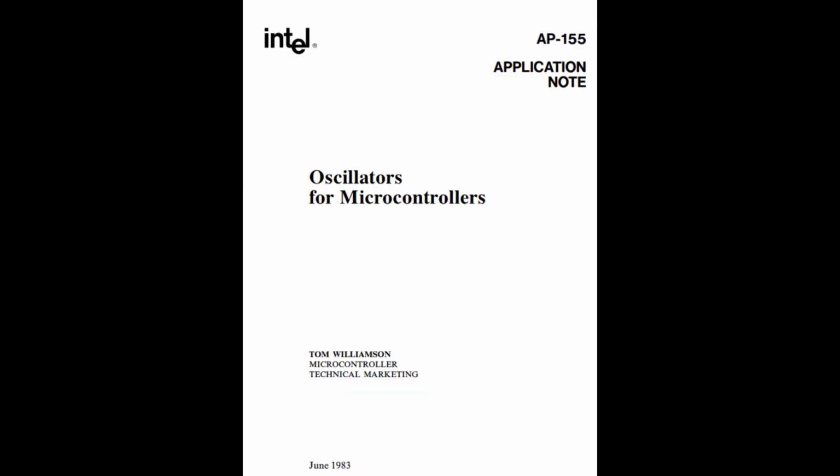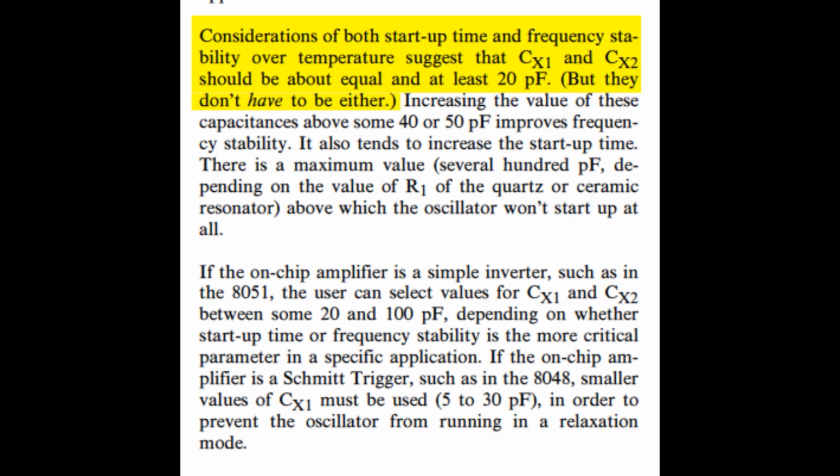So I decided to go to the earliest thing that I could personally remember, which was this Intel app note from 1983 that talks about oscillators for microcontrollers, written by some guy, Tom Williamson, in technical marketing. Surely he's going to give us great insight, and there's lots of equations, and then it comes down to this one paragraph. Considerations about startup time and frequency suggest that it should be about equal and at least 20 puff, and they don't have to be either.